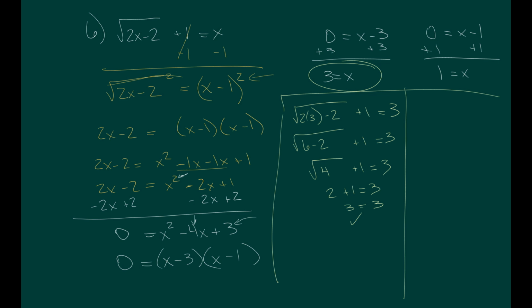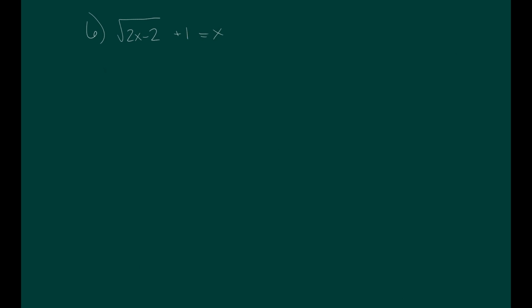So I'm going to plug in the 1. So I've got the square root of 2 times 1 minus 2, plus 1 equals 1. So the square root of 2 minus 2 is 0. Oops, sorry. Let's see. So 1 equals 1. Yes, that's true. So both of these are my answers. So 1 and 3. And the last problem will be quick.